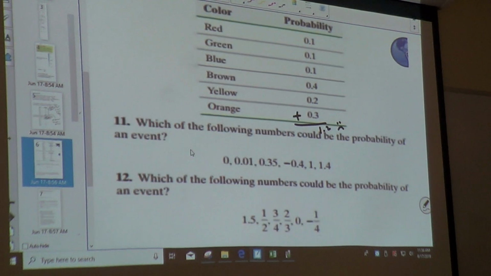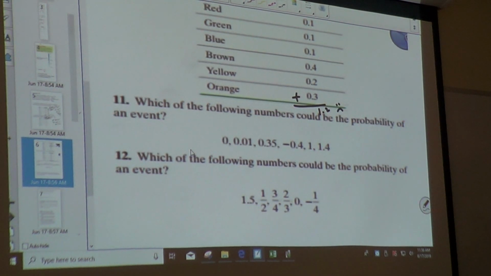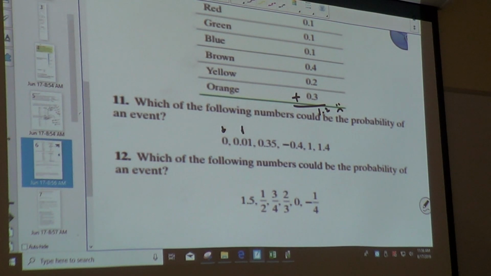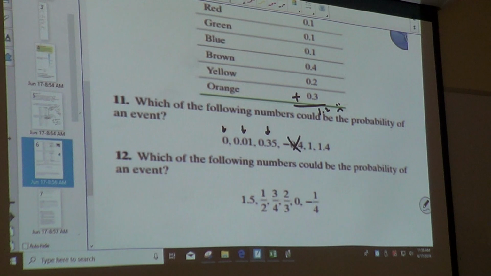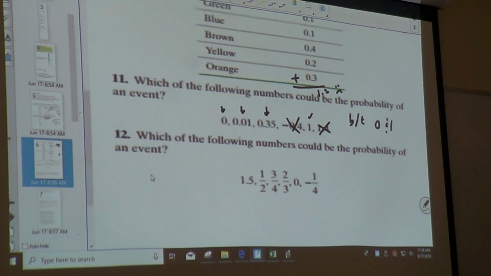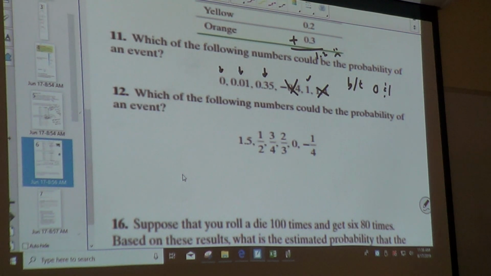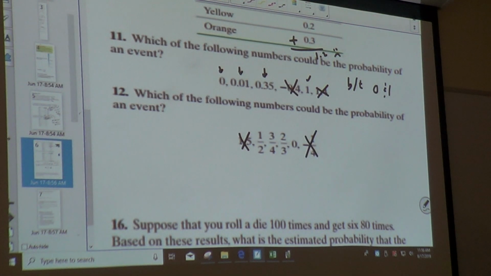Which of the following numbers could be the probability of an event? Which ones could be the probability? Could 0 be the probability of an event? Yes. Could 0.01? Yeah or no? Yes. 3.5 or 0.35? Yes. Negative? No. 1? Yes. 1.4? No. So they have to be between 0 and 1. What about the next ones? Which ones can I get rid of? 1.5. Any more? That's the negative. No. Nope, we're good. That's it.